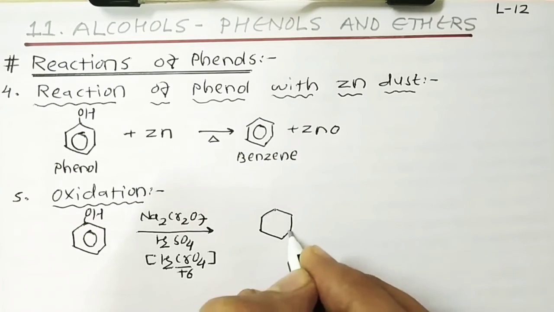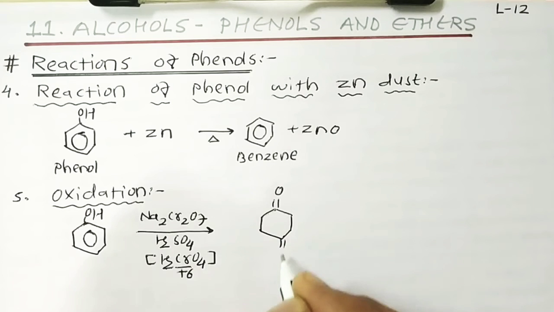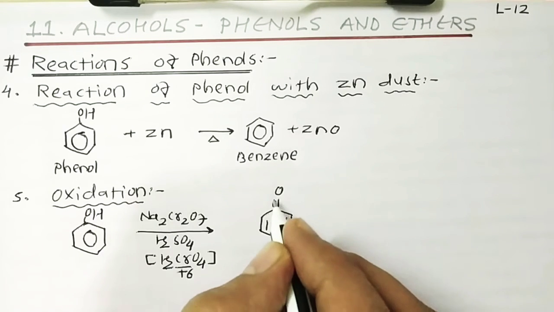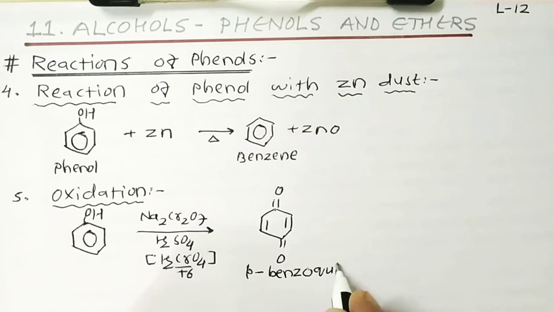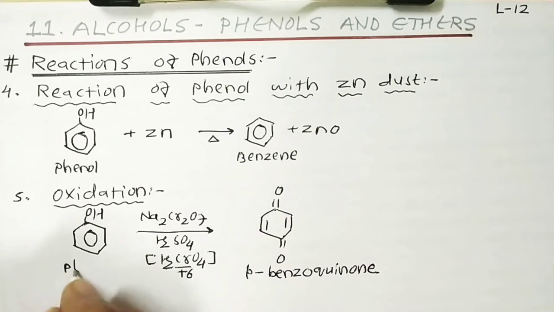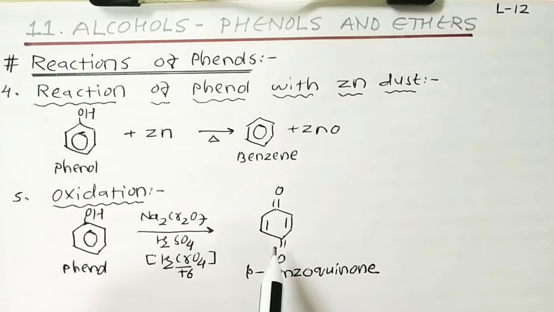The meaning of conjugated diketone is like this: double bond, single, double, alternating. So this is called para-benzoquinone. Once again, when phenol is oxidized with the help of chromic acid, it produces the conjugated diketone known as para-benzoquinone. In the presence of air, sometimes phenol is slowly oxidized into dark colored mixtures containing quinones too. So this is all about the reactions of phenols.